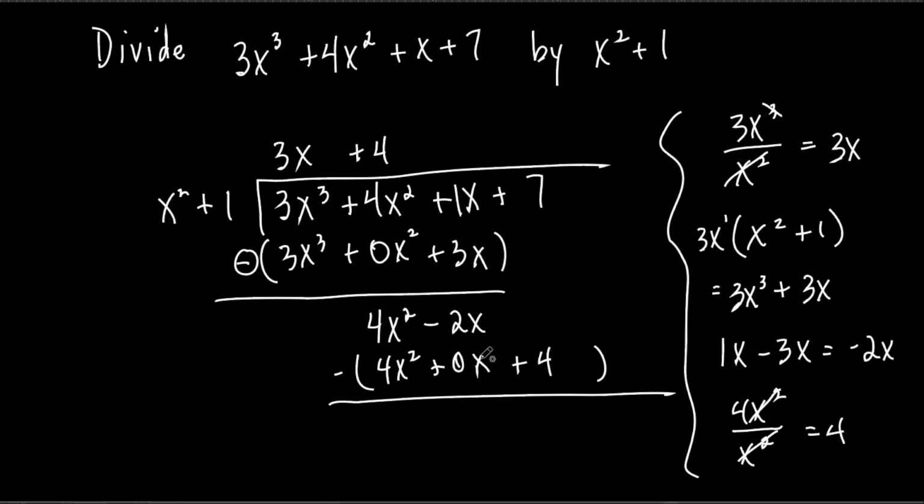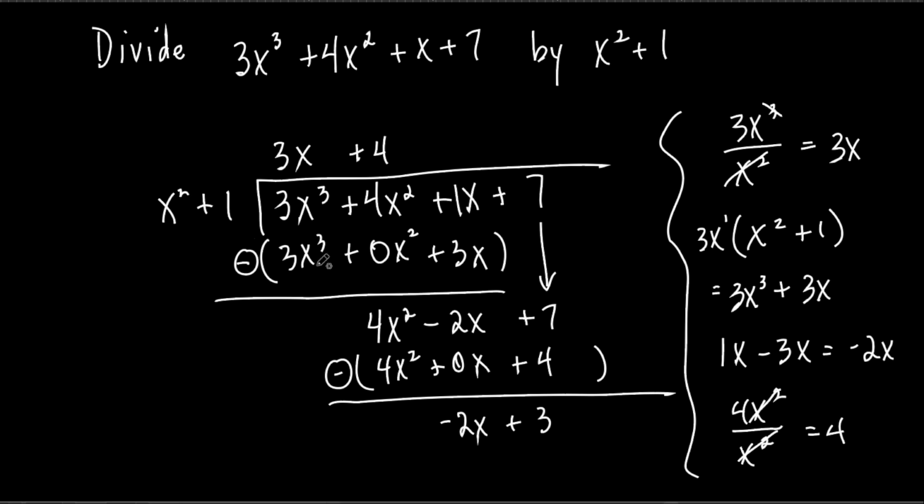All right? So let's see what we got. Actually, we could drop this down, couldn't we? Put that right there. You with me? So let's see what we got. 4x squared minus 4x squared is 0. Negative 2x minus 0 is negative 2x. Now be careful with this one. It's not 7 plus 4. What is it? It's 7 minus 4. 7 minus 4 is what? Positive 3.